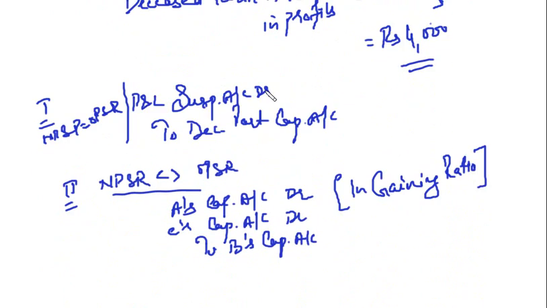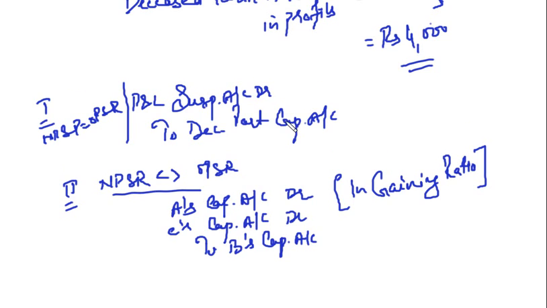If the new profit sharing ratio is equal to old profit sharing ratio, then the journal entry will be profit and loss suspense account debit to deceased partner's capital account. And if the new profit sharing ratio is not equal to the old profit sharing ratio, then the journal entry will be continuing partners to deceased partner. They will share in the gaining ratio.